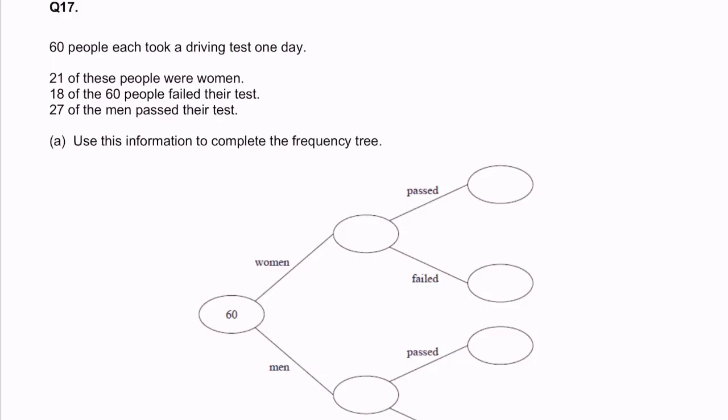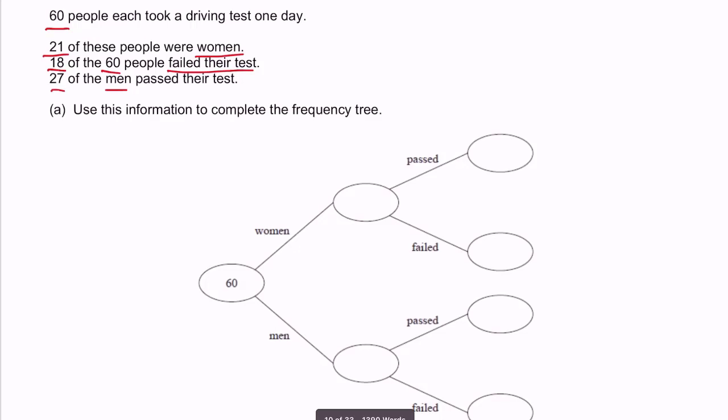Question 17, a frequency tree question. 60 people each took a driving test. 21 of these people were women. 18 of the 60 failed their test. 27 of the men passed their test. Use this information to complete the frequency tree.